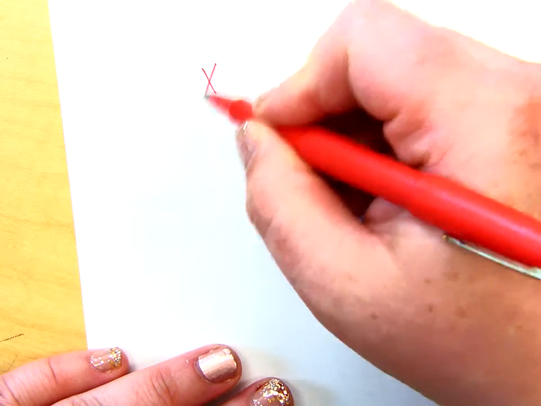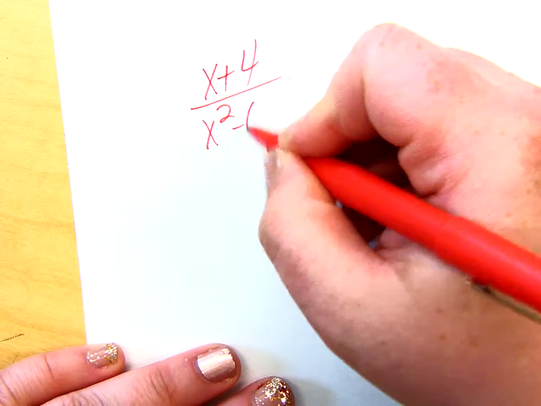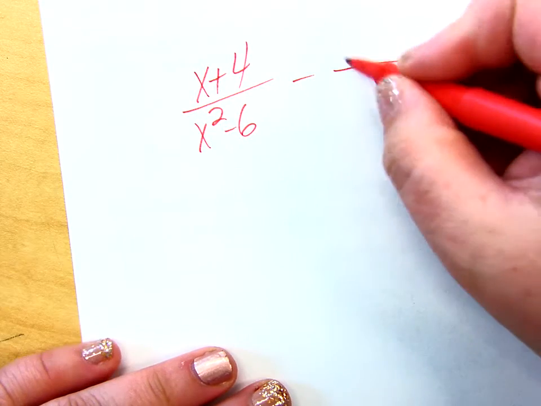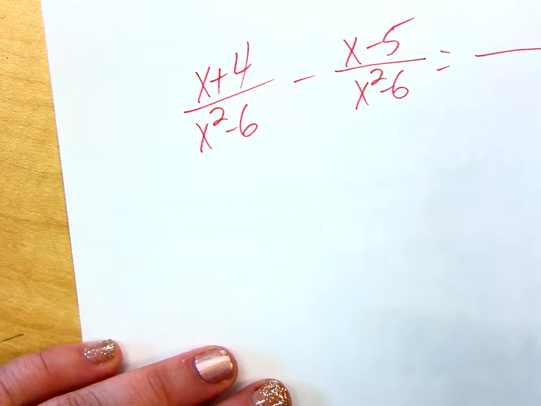Say I had x plus 4 over x squared minus 6 minus x minus 5 over x squared minus 6. All right, try that.